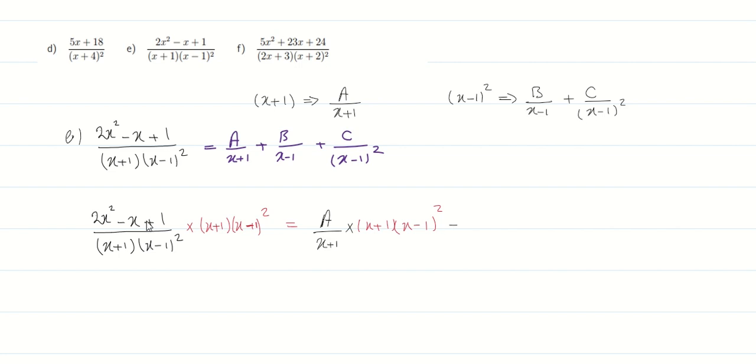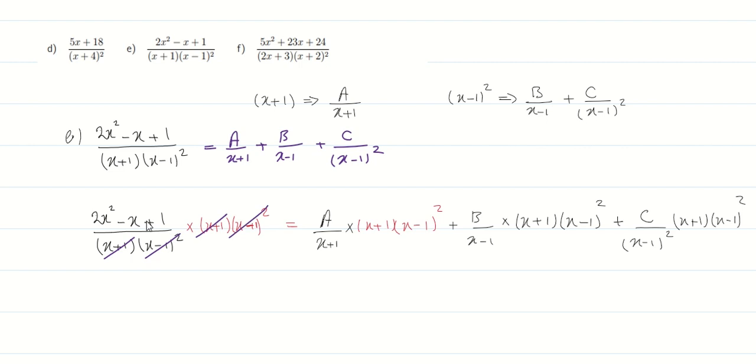And we have b over x minus 1, which again is multiplied by x plus 1 times x minus 1 squared. And we have c over x minus 1 squared, multiplied by x plus 1 times x minus 1 squared. Now we're just going to simplify the expressions. On the left hand side, we have x plus 1 and x minus 1 squared on the top and on the bottom as well, so these will be cancelled out.